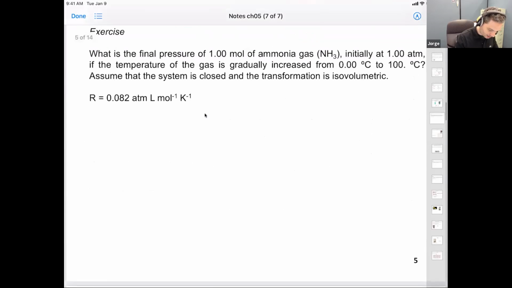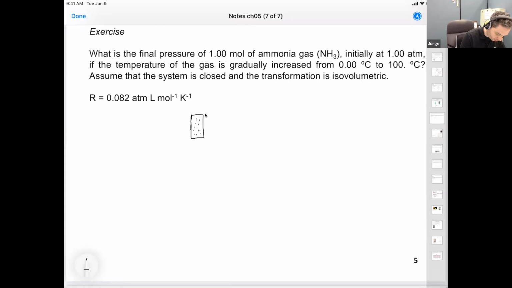So first thing that I'm going to do here is try to visualize this system. So for example, here we may have a cylinder, and this cylinder is filled with ammonia gas. Okay. Let's assume that the walls of the cylinder are rigid, therefore they will not change the volume during the transformation. And that's one way to keep the volume always constant.